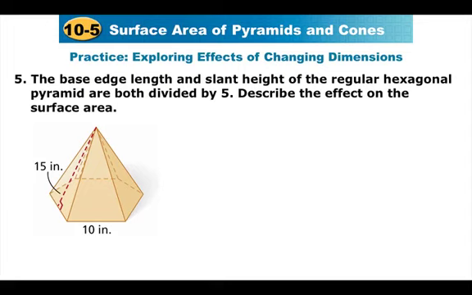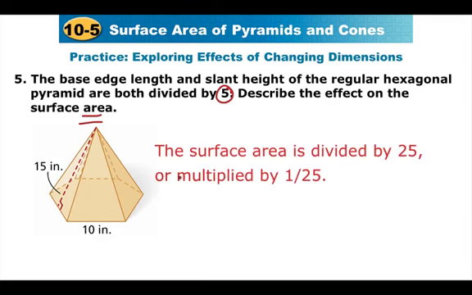It says the base edge length and slant height of the regular hexagonal pyramid are both divided by 5. Describe the effect on the surface area. So here, this is the shortcut. By now you should feel comfortable doing this. This is both divided by 5. Okay, so describe the effect on the surface area. We're still talking about area, so you should see something raised to the second power. So this is the effect: the surface area is divided by 25, which again is 5 squared, or multiplied by 1 over 25. And this is the answer to number 5.